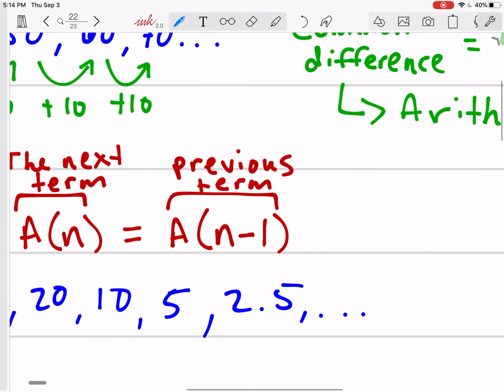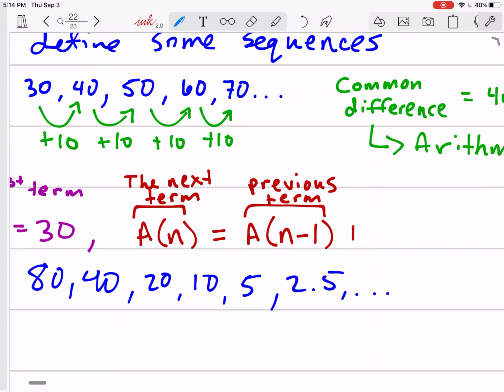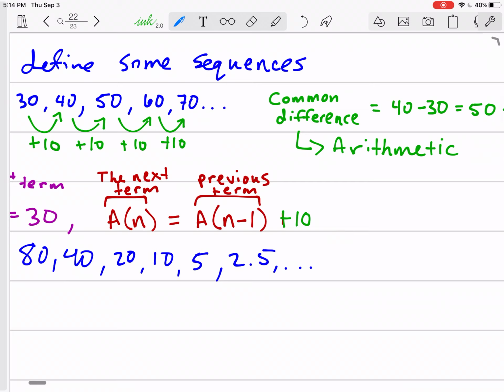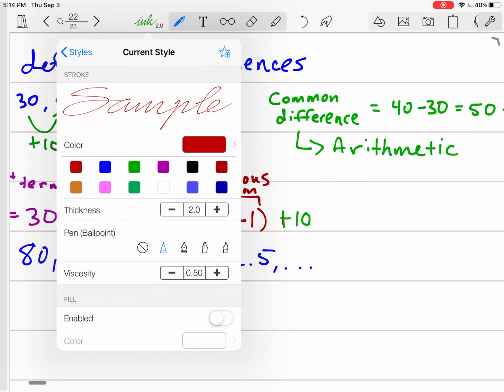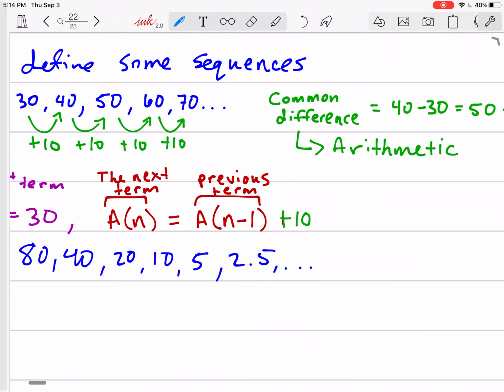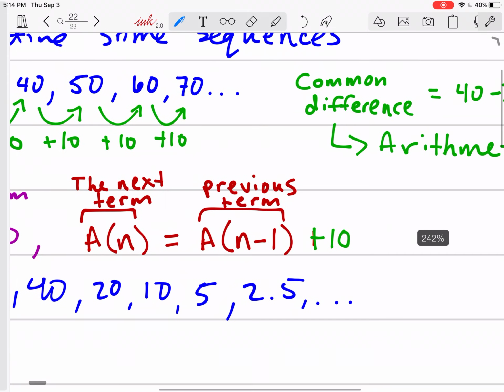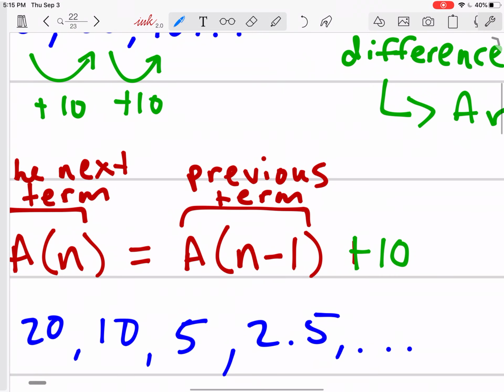All right, and then we're going to add 10, because that's our pattern here. I'll do that in green. Adding 10. Since we're adding 10 to the previous term to get the next term. And last thing, when we write this, we need to specify what n could be. In this case, if I were to plug in a number like 1, 1 minus 1 would be 0.